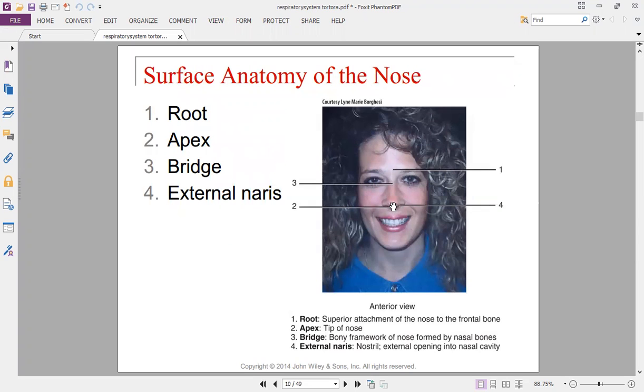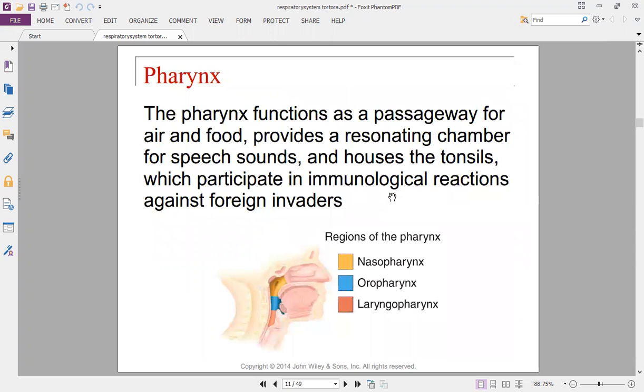This is the apex of the nose. These are the external layers, which you call nostrils. This is the bridge. Here you will have internal nares. Internal nares are the internal nostrils. These are the external nostrils, and in between there is a cartilage that separates the two.